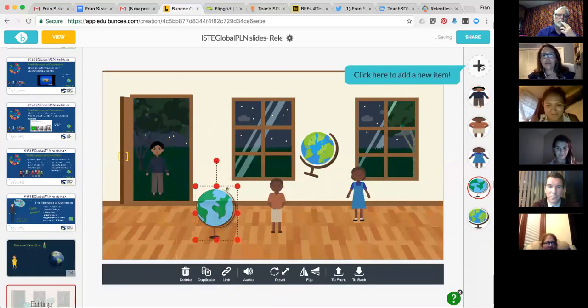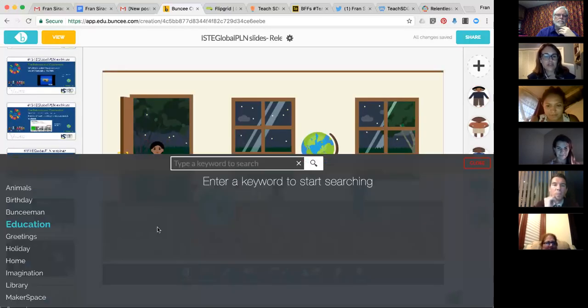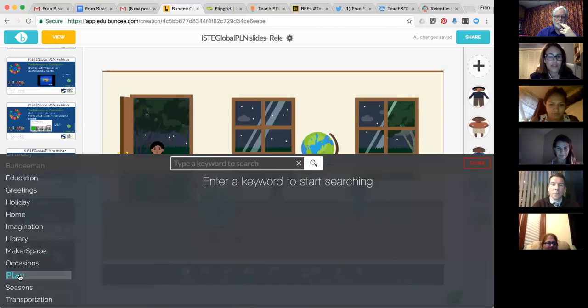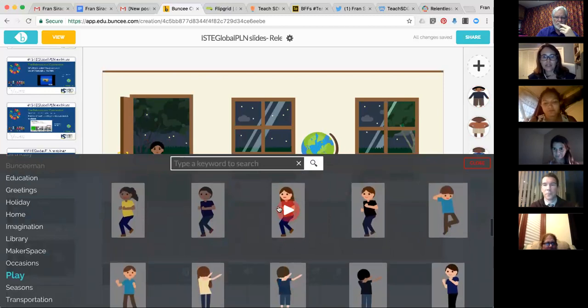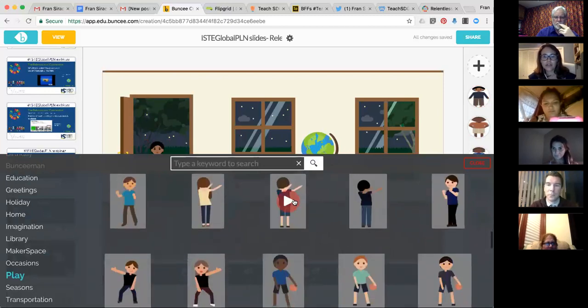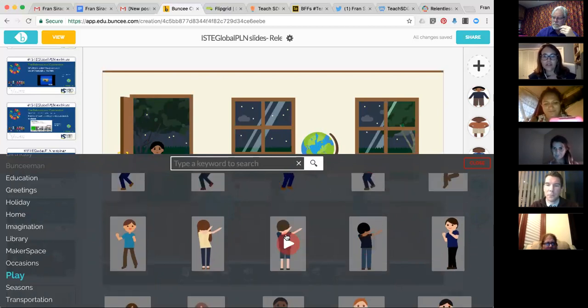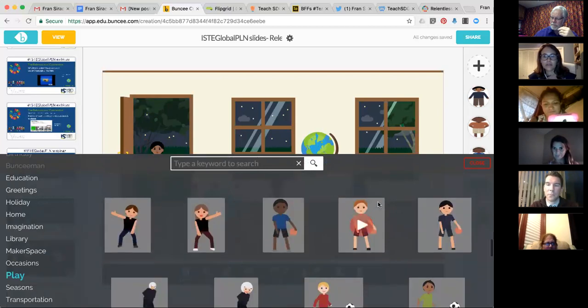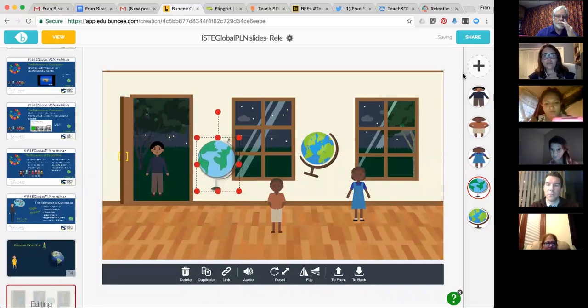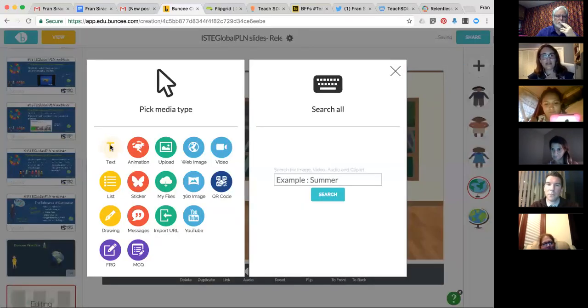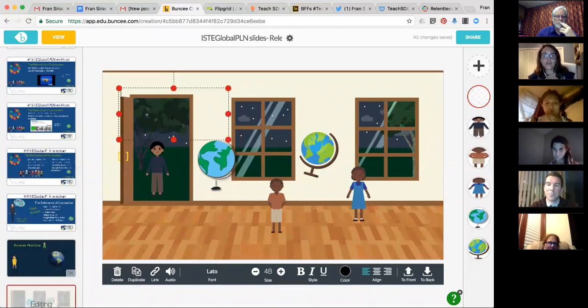And then the animation, let's say we want one of the kids to be playing in the classroom. So let's go to play. Let's say the kids wanted to be dancing. We're going to grab this girl and this little guy who's dabbing, and we're going to add them. I didn't add it, but that's what you would do. And then text. If you remember, I added YouTube videos, so you can take the actual URL from the YouTube video and it'll put it right in there also.